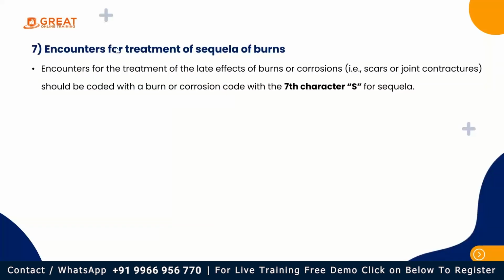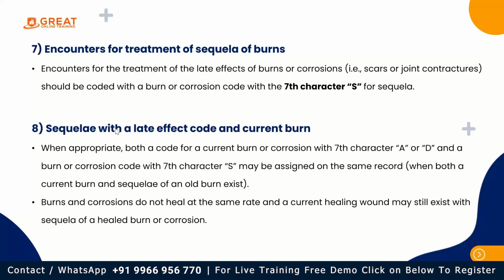So next point. Encounters for treatment of sequelae of burns, encounters for the treatment of late effects. Sequelae means late effects. So late effects of burn or corrosion, that is scar or joint contractures, should be coded with a burn or corrosion code with the 7th character S for sequelae. The 7th character S is present in burn and corrosion codes also. So if a sequela or any late effect is there, you have to use 7th character S.